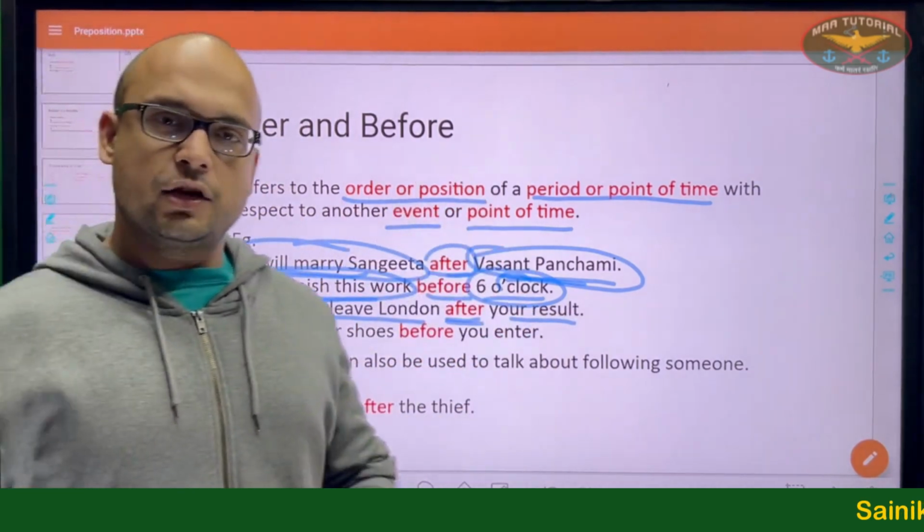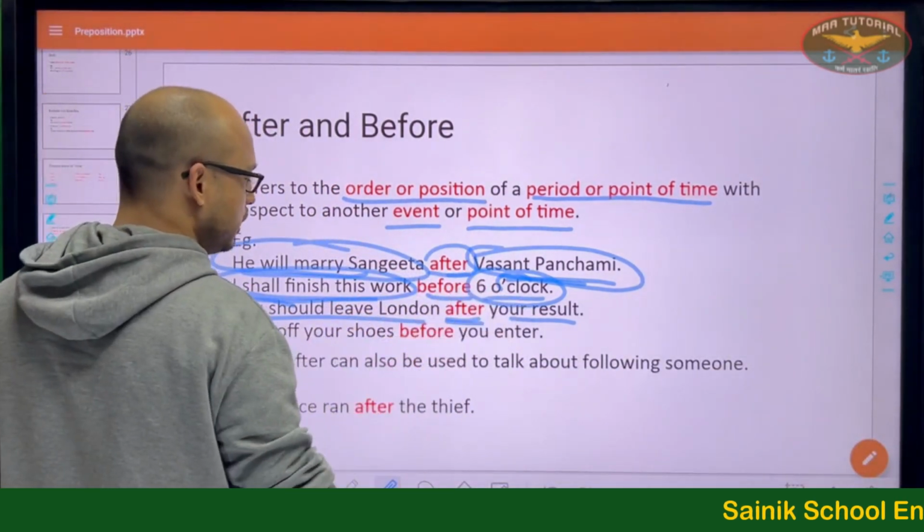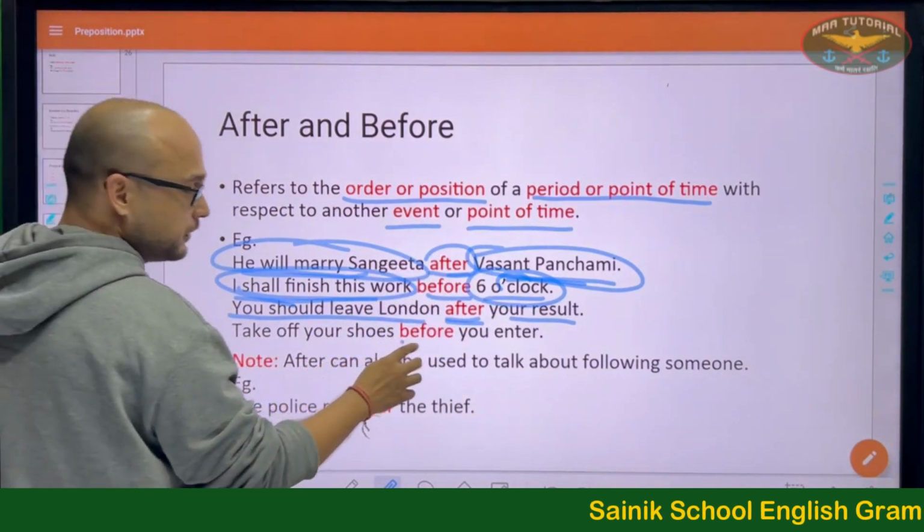Wait for your result. Take your result, then leave for London. You should leave London after your result. Take off your shoes before you enter.